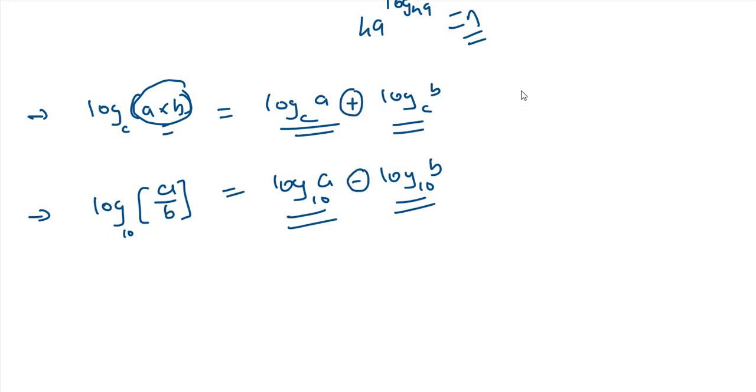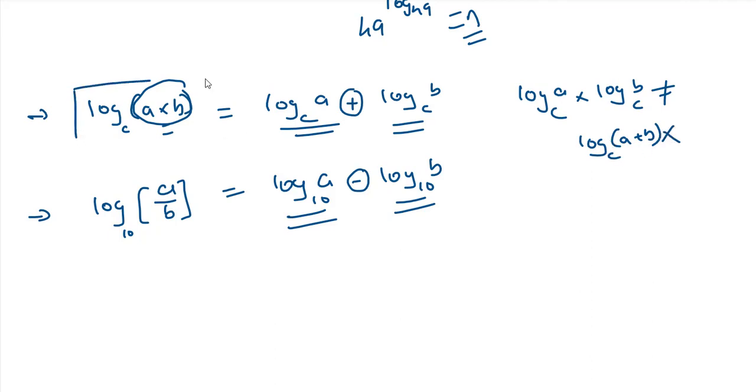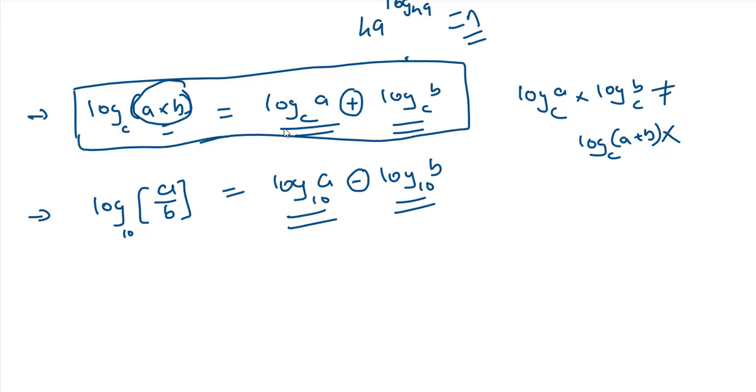Now do not confuse this formula with log a to the base c into log b to the base c. This cannot be written as log of a plus b to the base c. No, it is not possible. There is only one version of this formula. That is, log of product of two numbers can be split up into log a plus log b, whereas two separate product of logarithms cannot be added up. Do not confuse between these two rules. This is the only valid rule. This is the invalid rule.